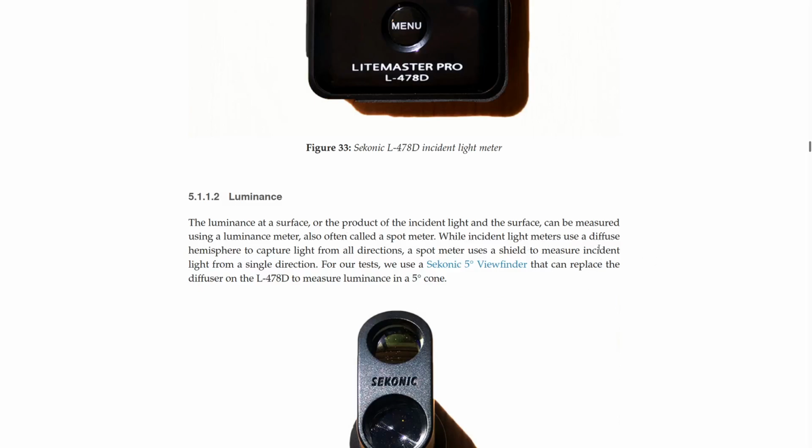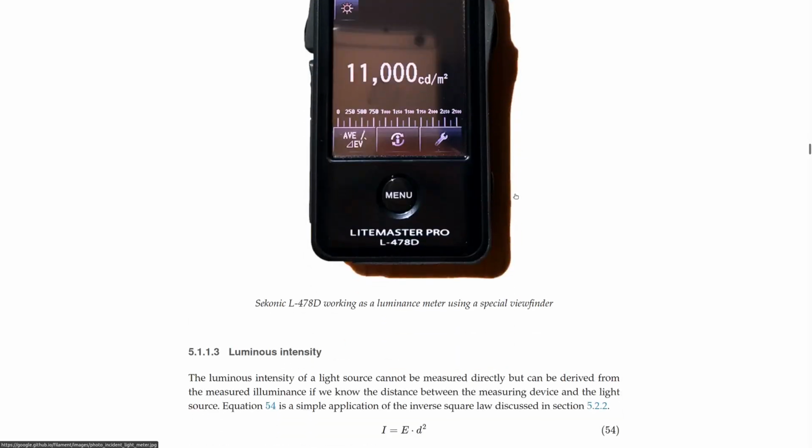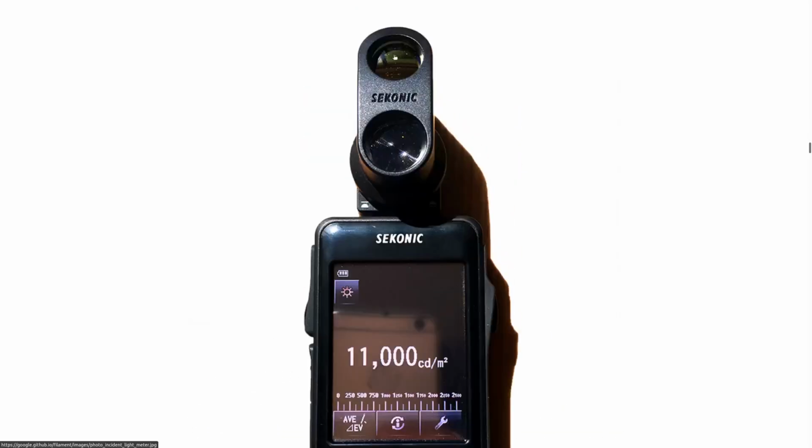While incident light meters use a diffuse hemisphere to capture light from all directions, a spot meter uses a shield to measure light from a single direction. Some kind of lens system going on. Yeah, for our tests, we're looking at a different unit that can replace the diffuser and measure luminance in a 5-degree cone. Okay, so I guess it's focusing light from a particular direction onto the sensing element.